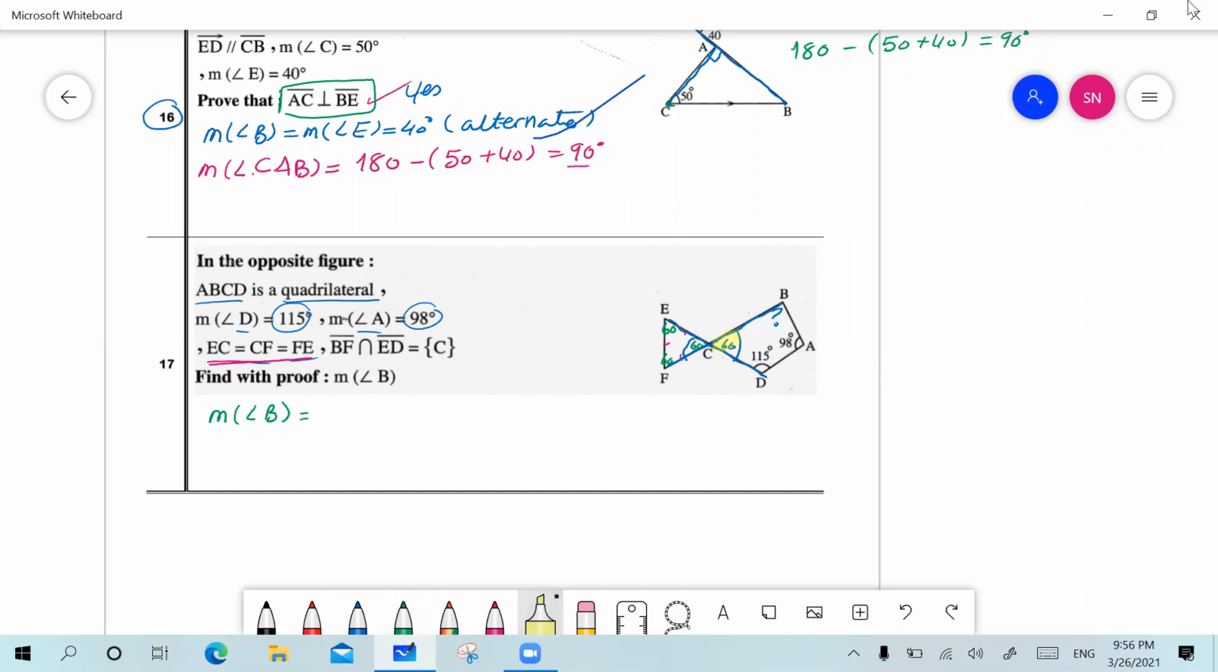First, what is this shape? It's a quadrilateral. The sum of the angles of a quadrilateral is 360, so I have 360 minus, plus 98 plus 115, which equals 87 degrees. Okay, thank you Judy. You're welcome.